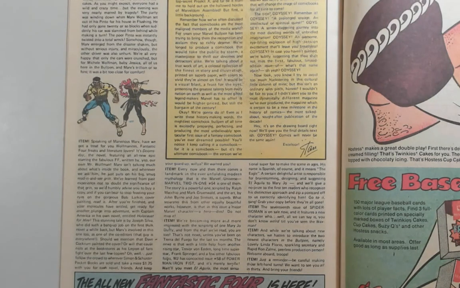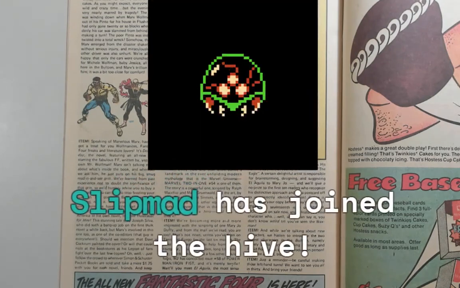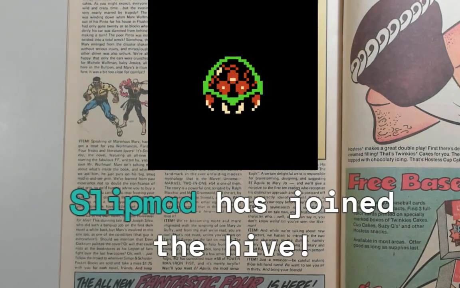Every now and then, there comes a landmark in the ever-unfolding modern mythology that is Marvel Universe: Marvel Two-in-One. Number 54 is one of them. The story is a powerful one, scripted by Ralph Macchio and Mark Gruenwald, and the art by John Byrne and Joe Sinnott is superb. What separates this from other equally beautiful works, however, is that in this issue, a major Marvel character, a hero, dies.